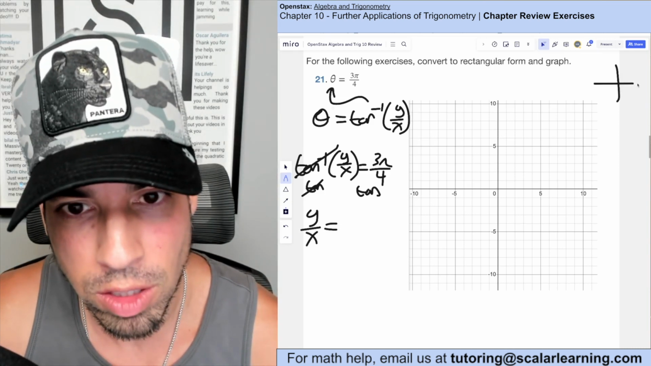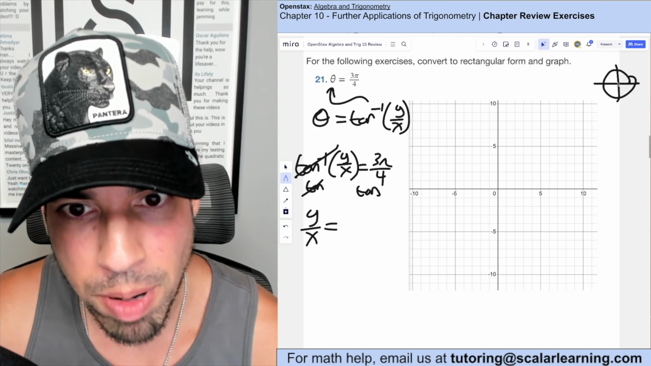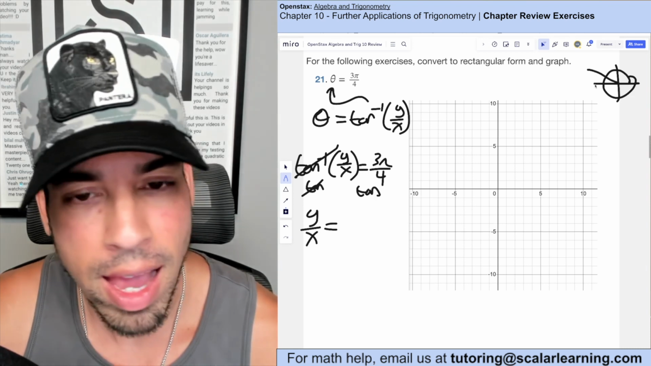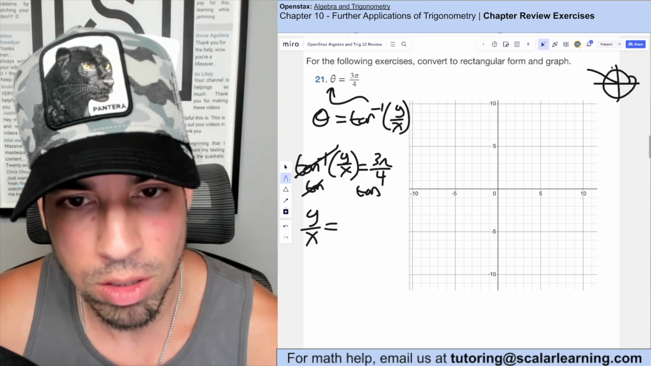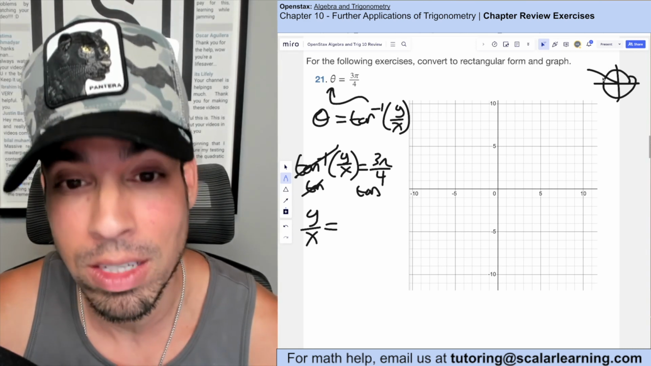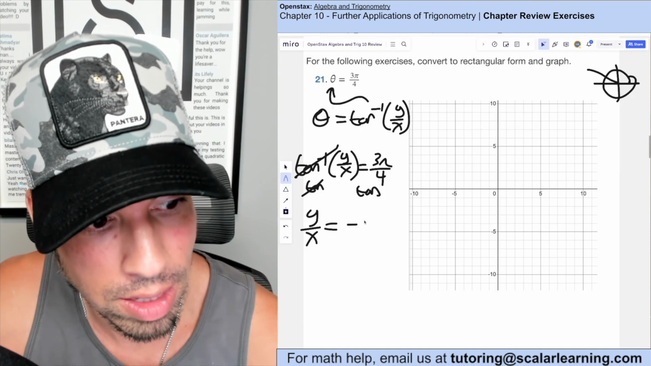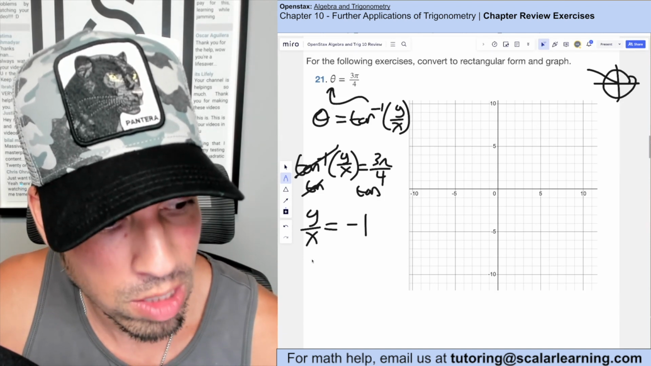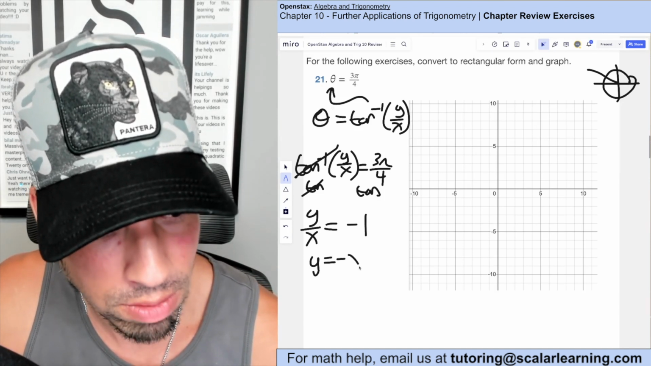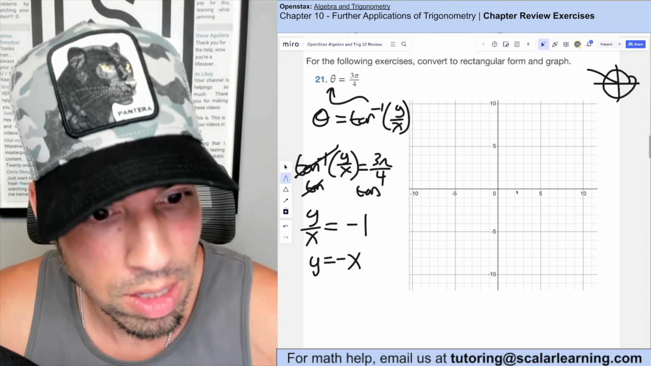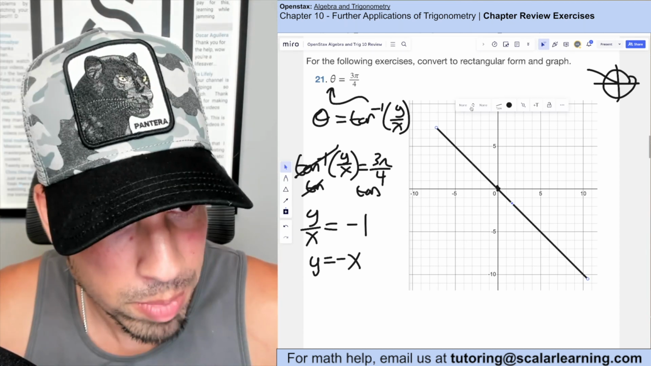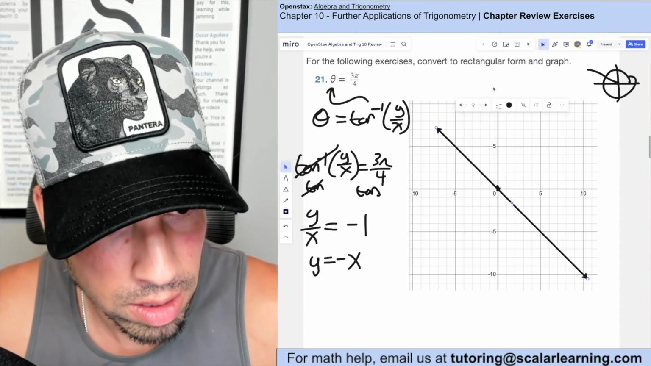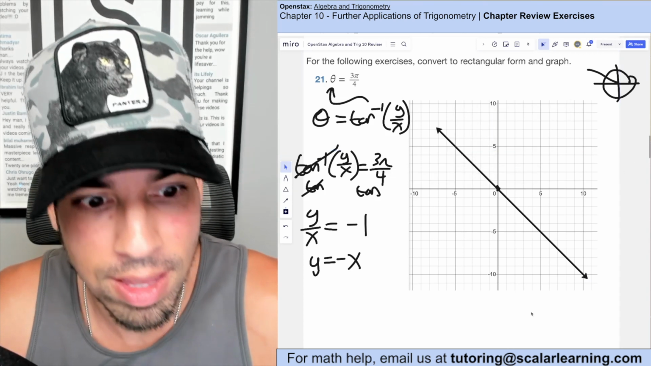And if we remember on the unit circle, 3 pi fourths is right out here. And tangent of 3 pi fourths is going to be root 2 over 2 divided by negative root 2 over 2, aka -1. Then I'm going to multiply both sides by x, and I got y equals -x. To graph this, this has a y-intercept of 0 and a slope of -1, which means the line is going to look like this, going in both directions. And that's how you do it.